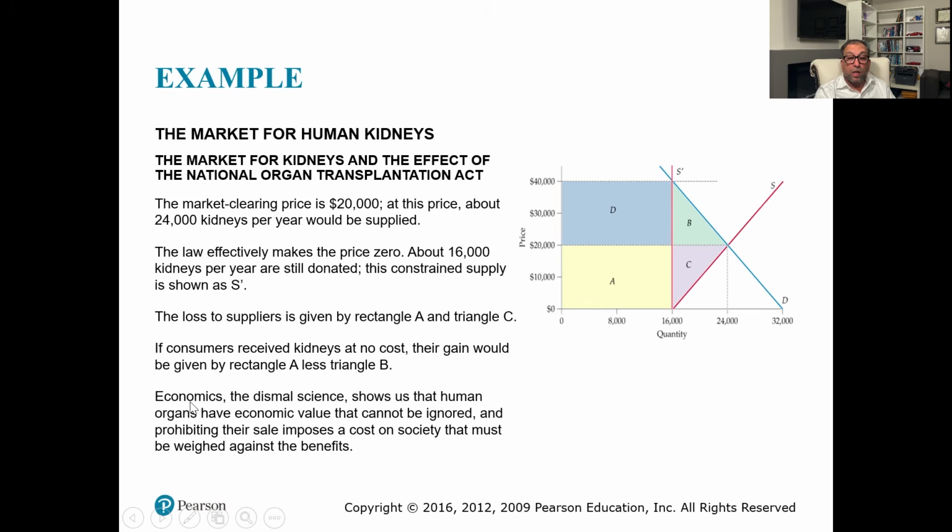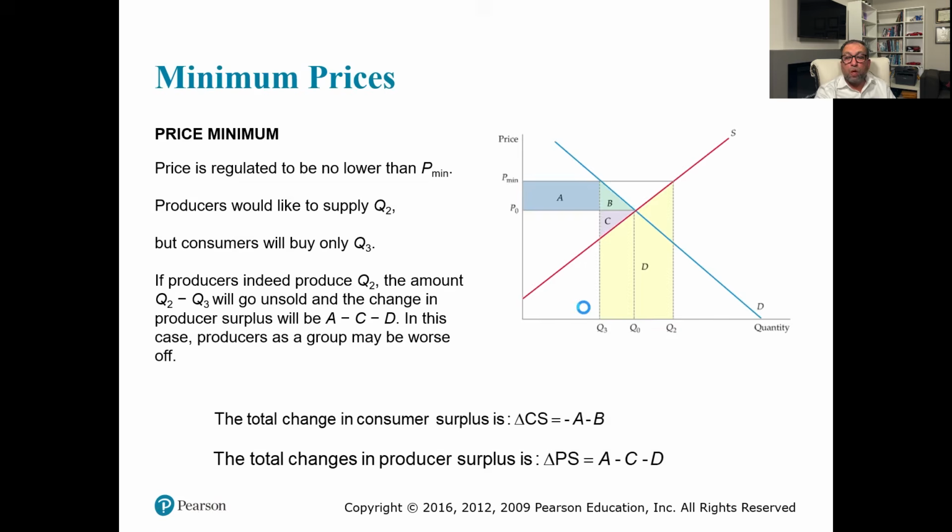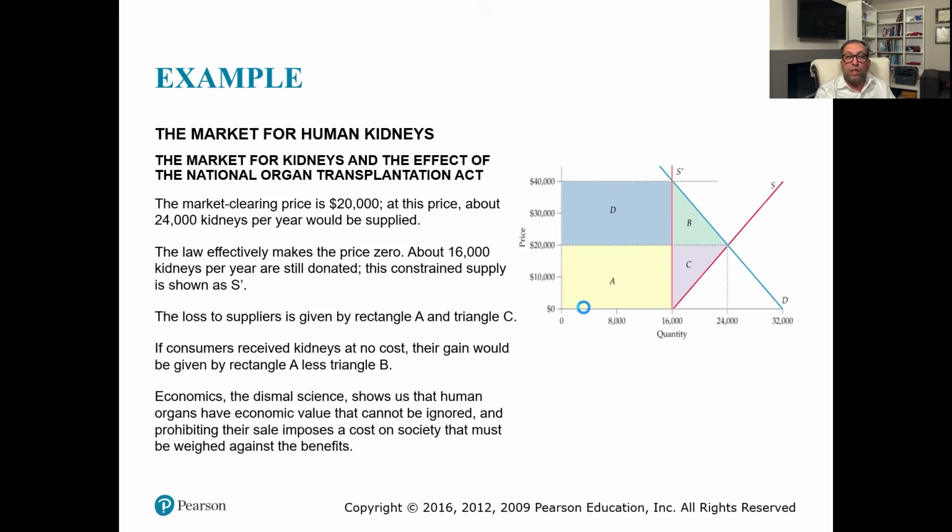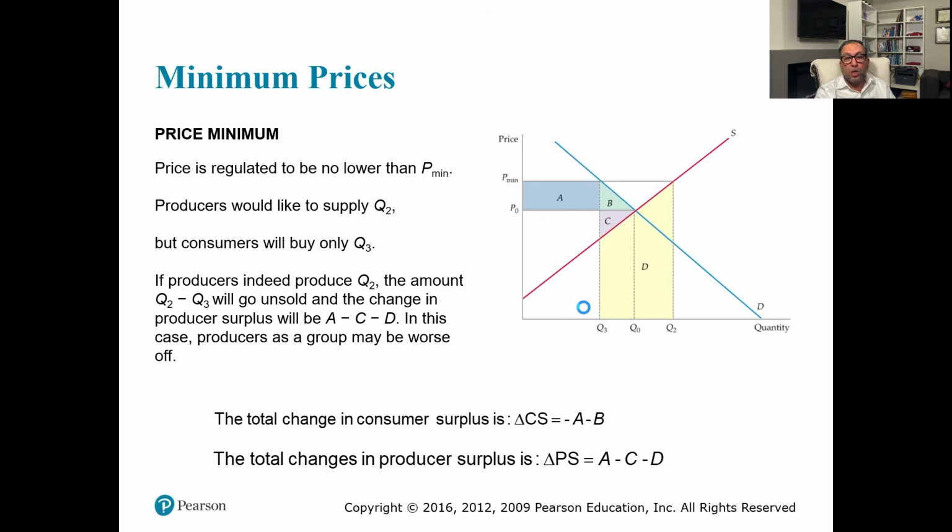So we can say economics, the dismal science, shows us that human organs have an economic value that cannot be ignored, and prohibiting their sale imposes a cost on society that must be weighed against the benefit. So we can calculate that there is a deadweight loss in this market. Why is there a deadweight loss? Because by law we say that the trading of these human kidneys is not allowed.